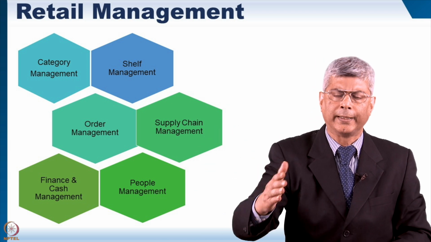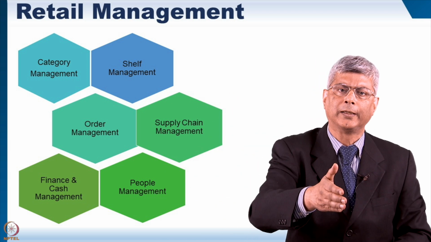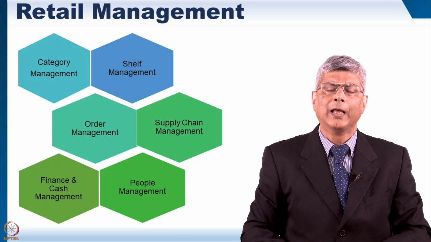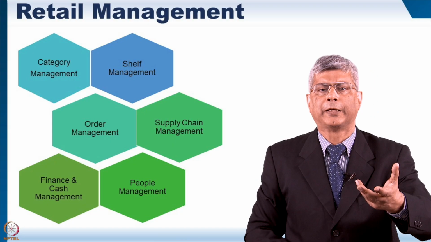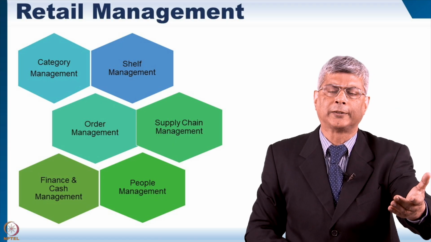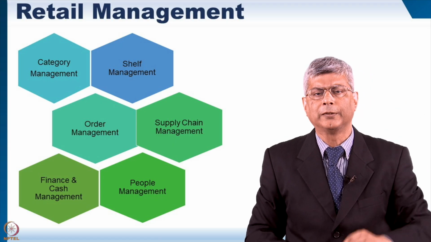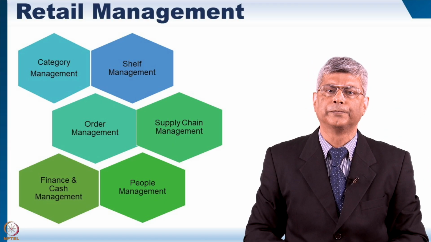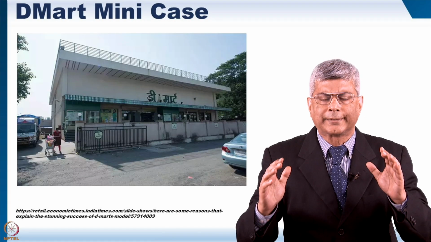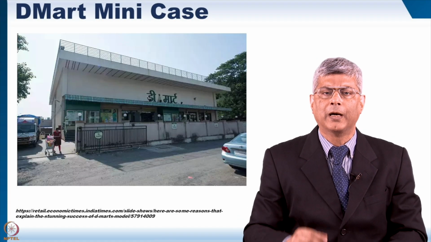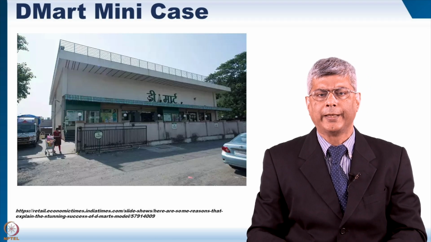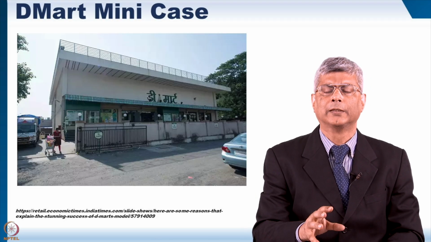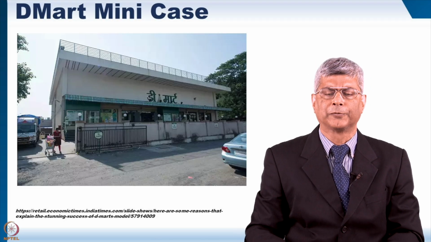So goods are flowing in from manufacturer, distributor, retailer to consumers like you and me. Cash is flowing the other way. We give the cash to the retailer, retailer gives the cash to the distributor, distributor gives the cash to the manufacturer. So let's look at an example of D-Mart, which is a well-known retail chain, popular in West India mostly and some part of South.